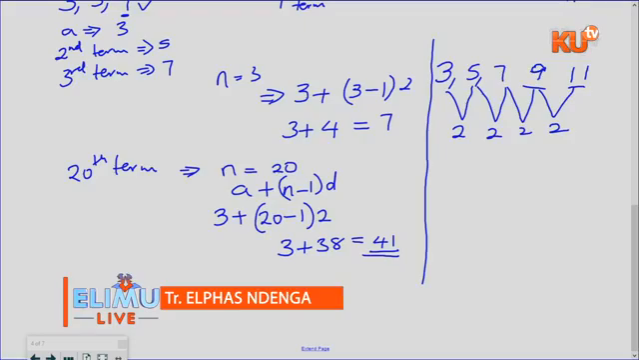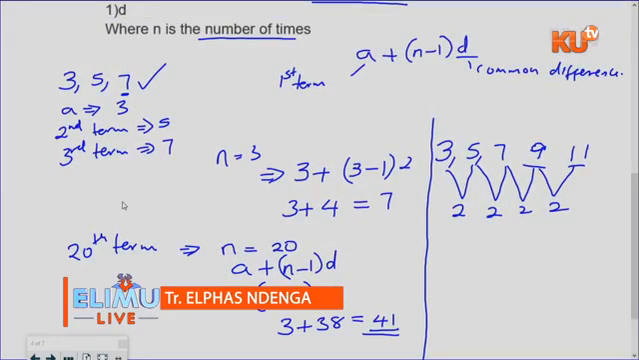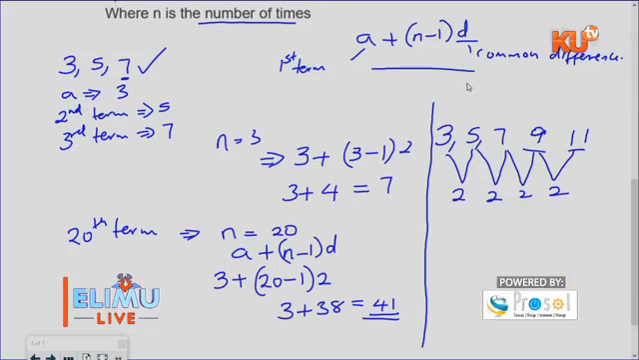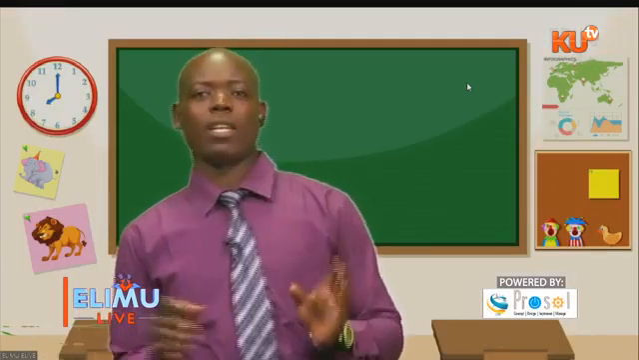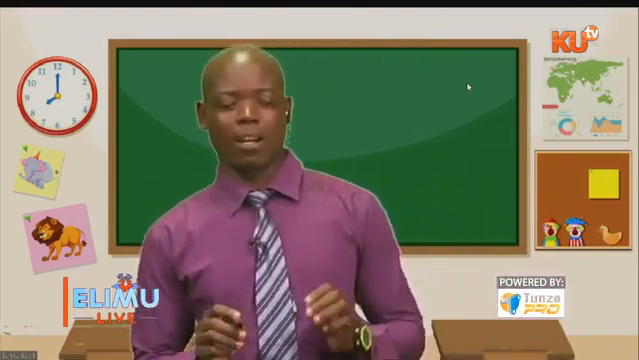So it becomes so tedious to work out using that method, and that's why it's important to master the formula. The formula and the rule that we are going to use is a plus n minus 1 times the common difference d. And that is easier than drawing the structures. Therefore, students, I believe that is clear so far in relation to arithmetic sequences.